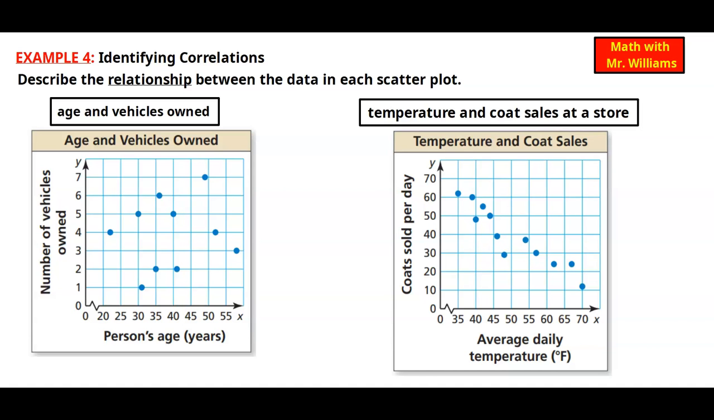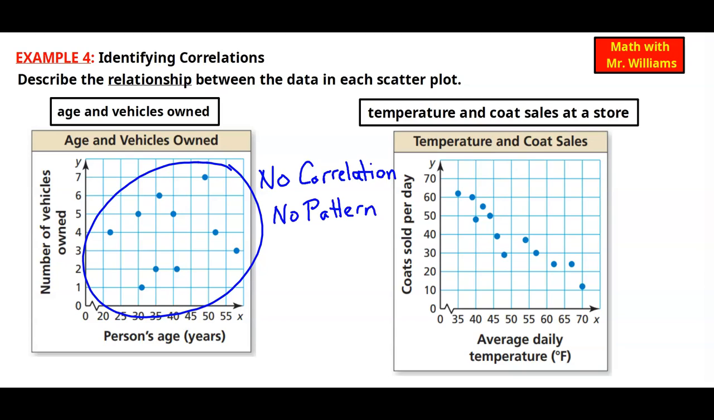Math with Mr. Williams. Example 4. Identifying correlations. Describe the relationship between the data in each scatter plot. So here we have age and vehicles owned. If you notice, all the dots are pretty much spread all the way out. So there is no correlation. There's basically no pattern shown.